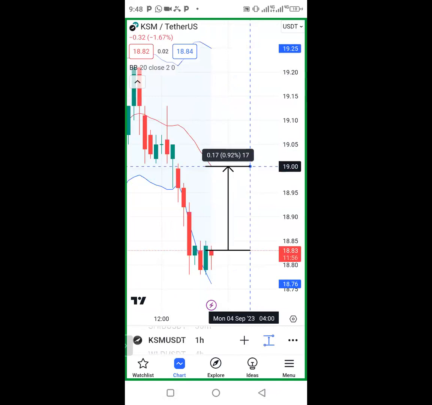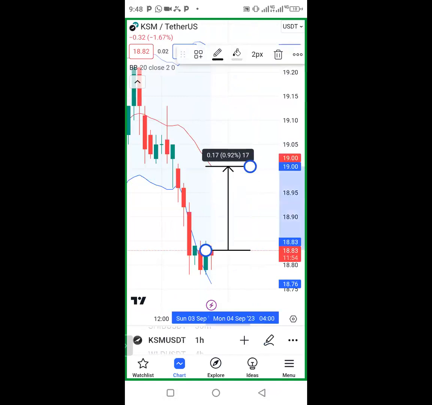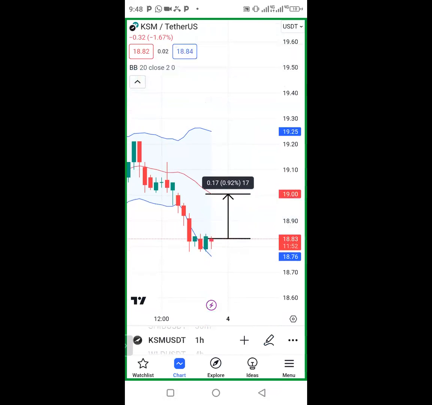Measure it, it is 0.92%, and you're out. Once you hit there, you're out. So that's it. These are the 3 examples of how you use Bollinger Band trade. You can try to stick to one of it. Either you want to stick to support and resistance, or you want to be using Bollinger Band trade.